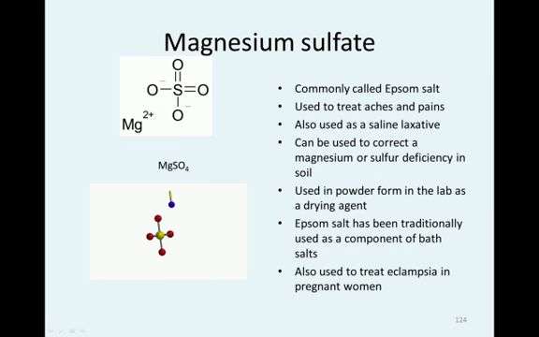Magnesium sulfate, commonly called Epsom salt, is used to treat aches and pains and is used in powder form in the lab as a drying agent.